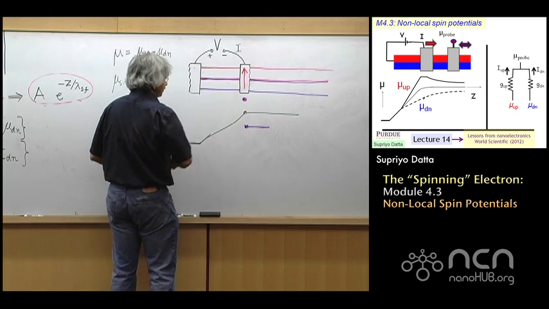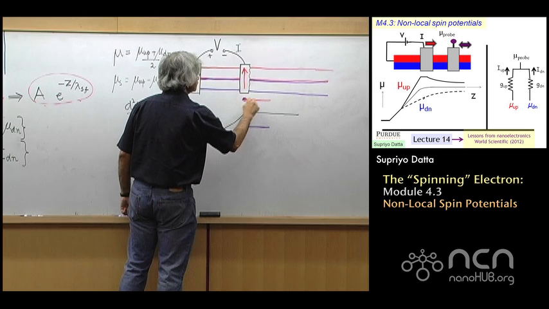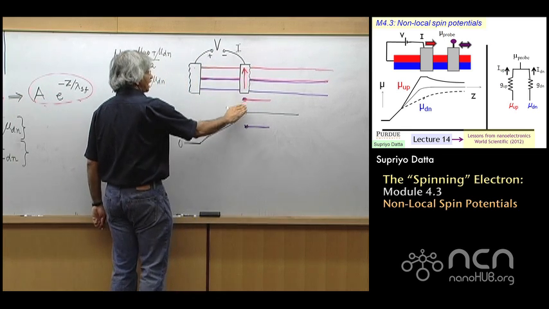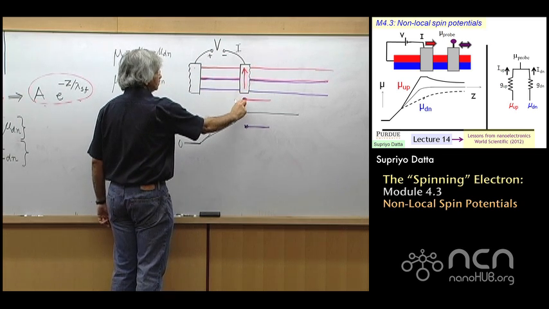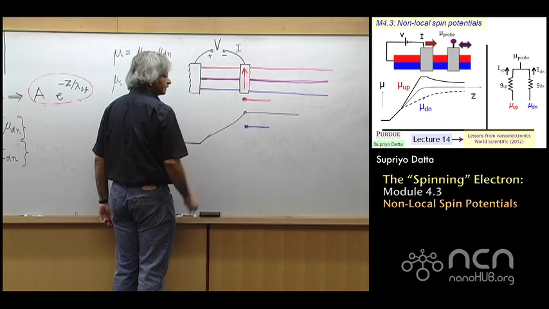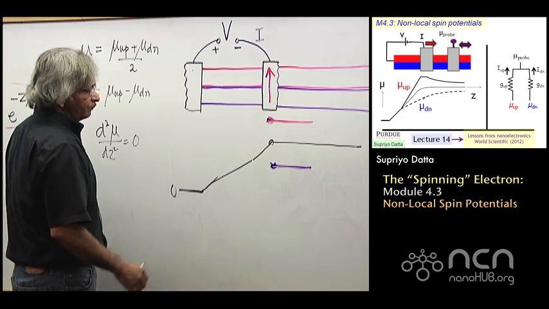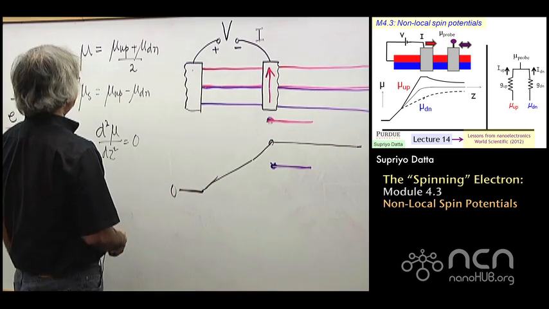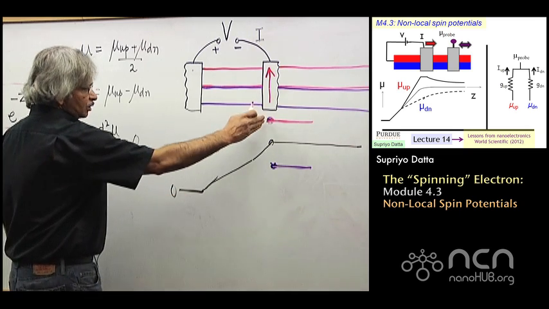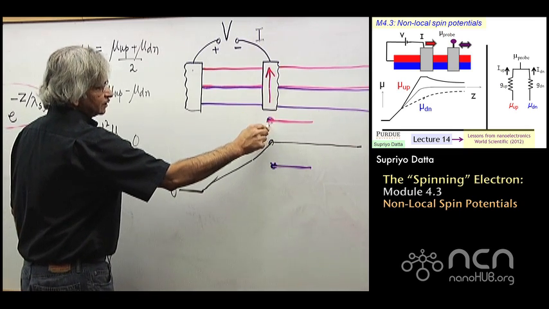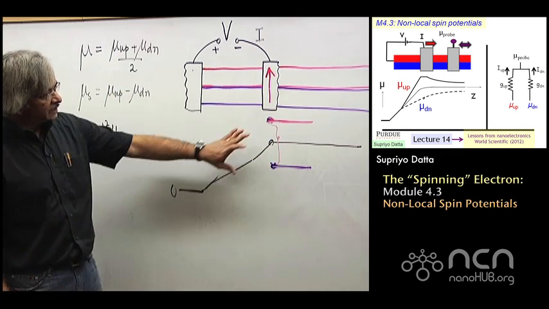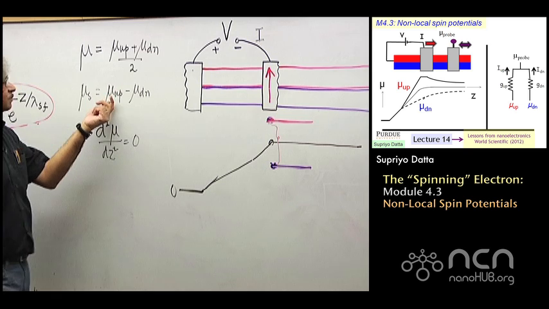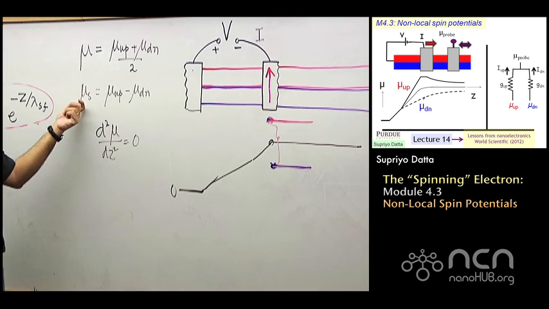I guess I should be using red for this. So that red has a higher potential because there is less of a drop in the interface resistance, because the interface resistance is small. So this is higher than that. This difference is what you call mu s, that's the red and the blue. When you look at the difference between the two potentials, that's what you call the spin potential.